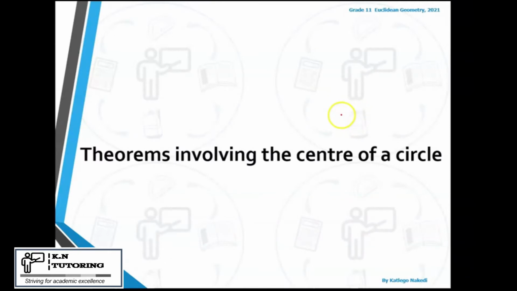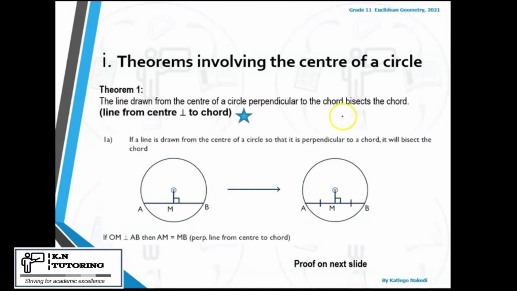So theorems involving the center of a circle. Okay. So the first theorem that falls under this category says the line drawn from the center of the circle perpendicular to the chord bisects the chord. And in short, you can say it's a line from center perpendicular to chord.